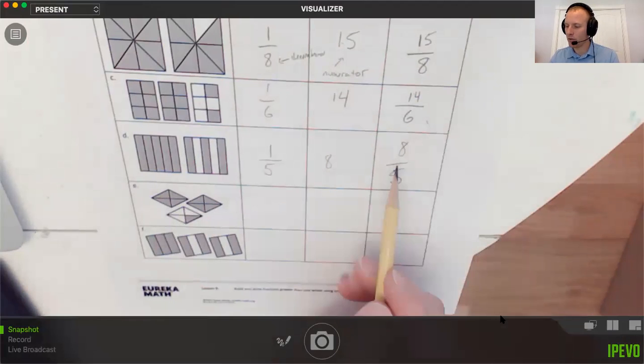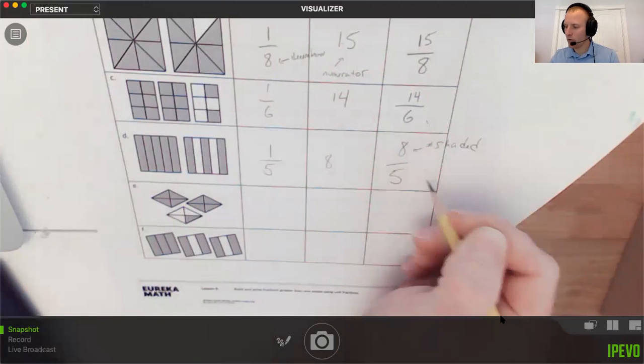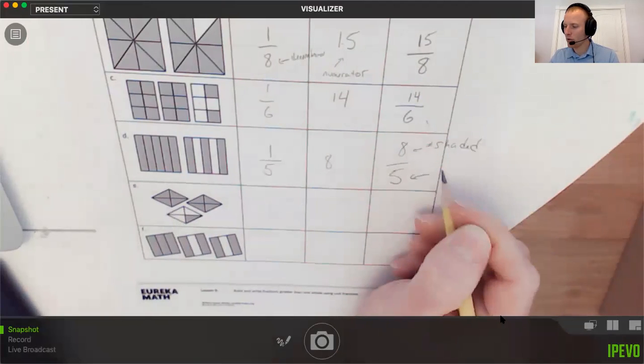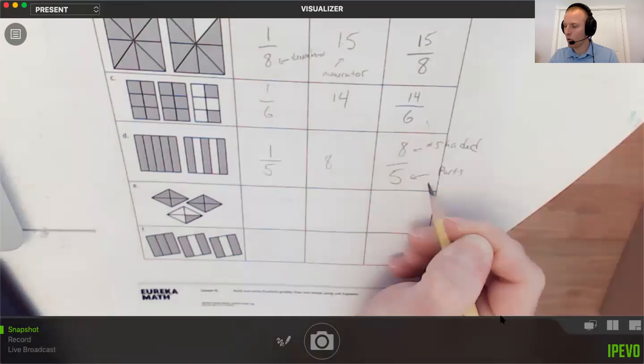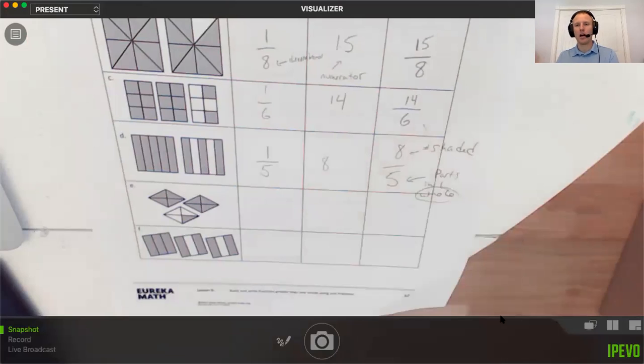That means this is the number shaded, and the denominator again is parts in one hole. That's the key. The denominator is always parts in one hole. That is the thing that you're going to hear me say over and over. You're going to get sick of it. I'm going to say it so much. But the denominator is the parts per one whole object, whatever it is that you're splitting up into parts. It's how many parts are in that one thing.